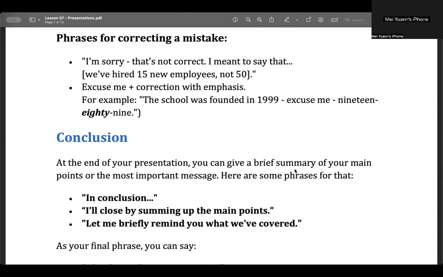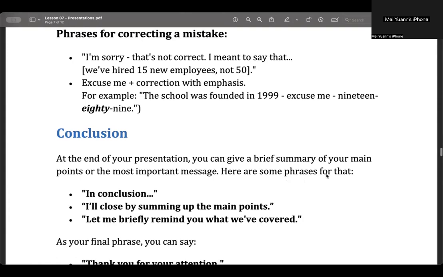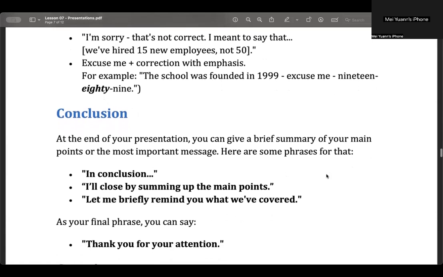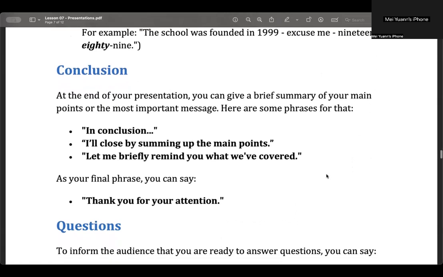Conclusion. At the end of your presentation, you can give a brief summary of your main points or the most important message. Here are some phrases for that. In conclusion. I'll close by summing up the main points. Let me briefly remind you what we've covered. As your final phrase, you can say, "Thank you for your attention."